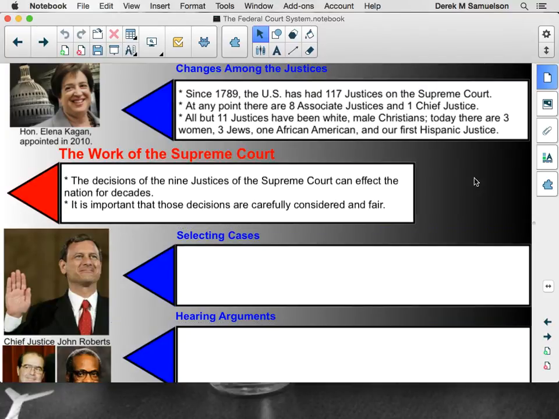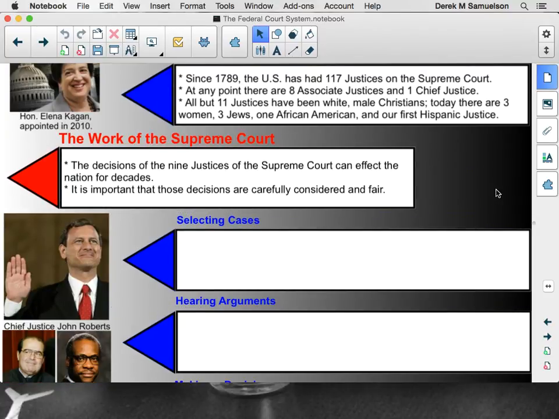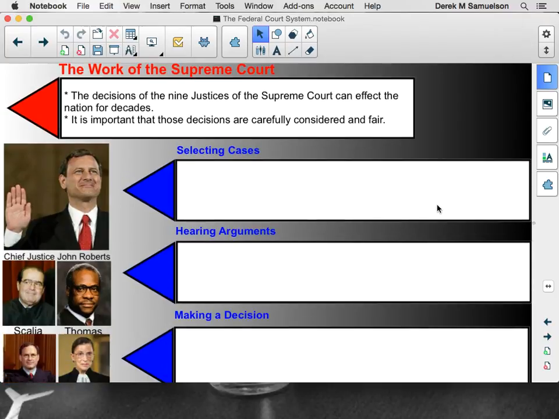All right, the working of the United States Supreme Court. The decisions of the 9 justices can affect the nation for decades. They make a decision, and all courts have to follow that decision. Congress has to follow those decisions. They are as powerful as the Constitution itself. And it is important that all of those decisions are very fairly and carefully considered by our justices.